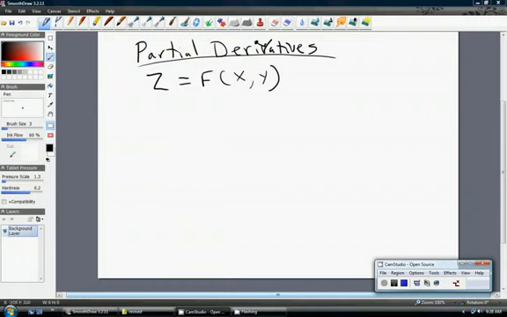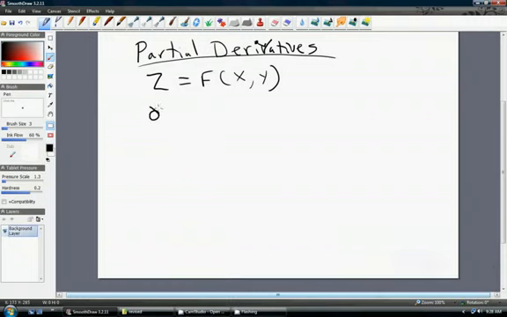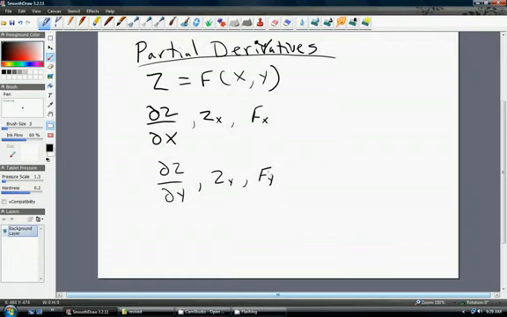Several ways of denoting a derivative might be something like this. These are like little d's with the squirrely top on them. So this is a partial derivative of z with respect to x. Also another way of writing that could be like this, z subscript x, or perhaps f subscript x. And we've got the partial derivative of z with respect to y. Likewise, different ways of noting what we're doing.